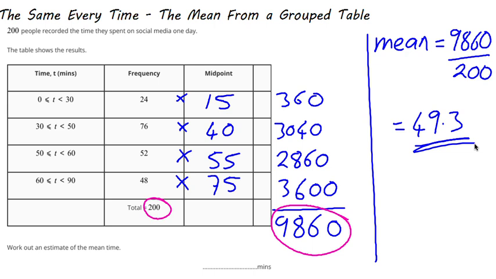If we have to find the mean from a grouped table, here are our groups: 0 to 30, 30 to 50, 50 to 60, 60 to 90. Your first move is to find the midpoint of each group. If you're not sure about the midpoint, add the two end numbers together. 0 plus 30, divide by 2. 30 plus 50, divide by 2. That will tell you the midpoint, the number in the middle of each group. And then we need to do another column in the table of frequency times midpoint. Frequency times midpoint, and then the total of my frequency times midpoint, divide by the total of my frequency. That will give you the mean.